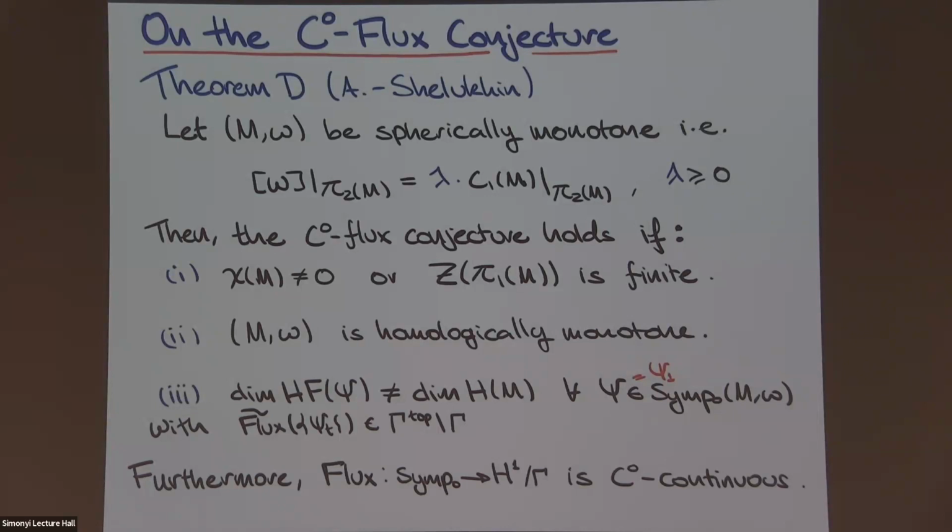And moreover, this is not written here, but it's a recent development. If the symplectic manifold is of Lefschetz type, so without any assumption of spherical monotonicity, then we can also show that the C0 flux conjecture holds in this case here. So if Euler characteristic is non-zero, or if the fundamental group has finite center. And so, this Euler characteristic non-zero condition here, it appears a lot.